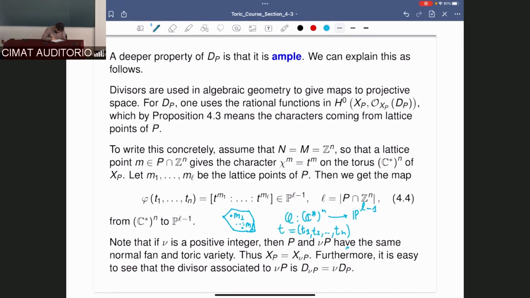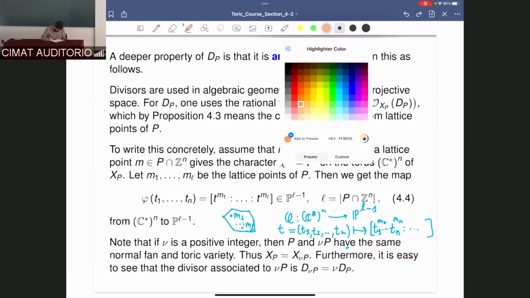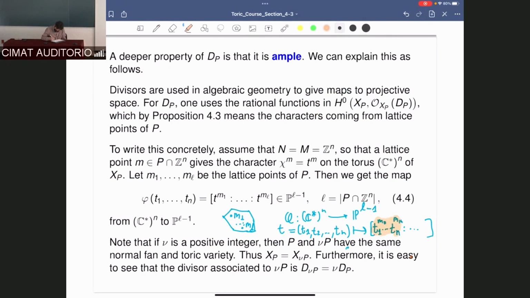We are calling that T. This is sent to, if, for example, M1 had some entries, it would be T1 to the M11 up to Tn to the M1n, and so on. Let me color something over here. This first entry of the map came from this one. The other mi's give you the other entries.